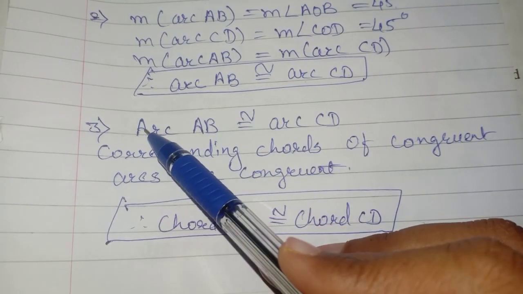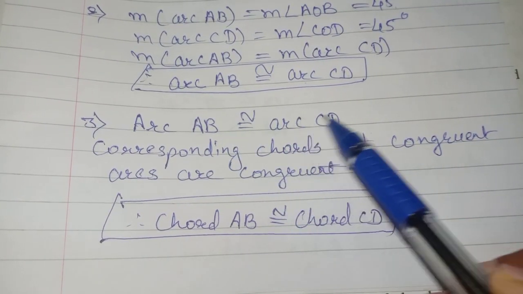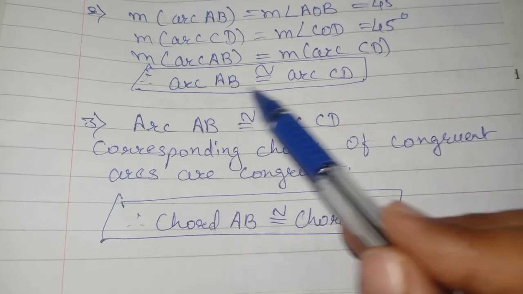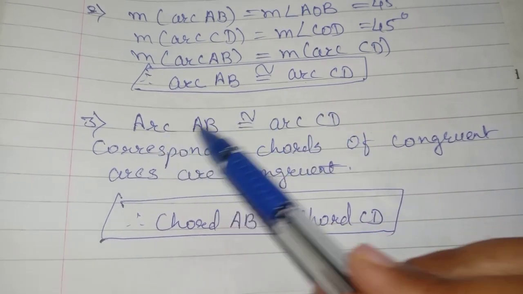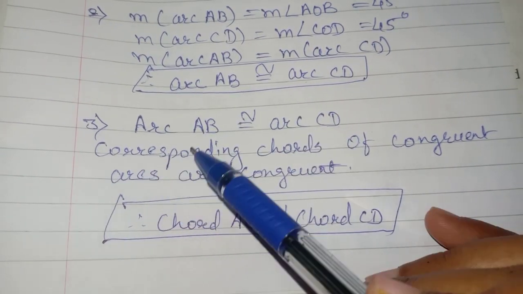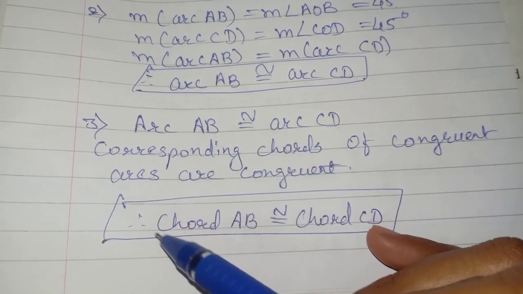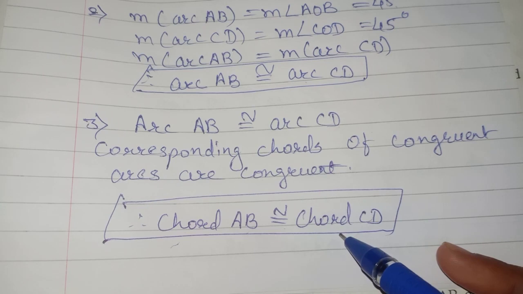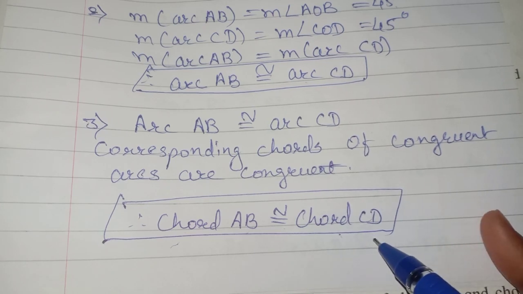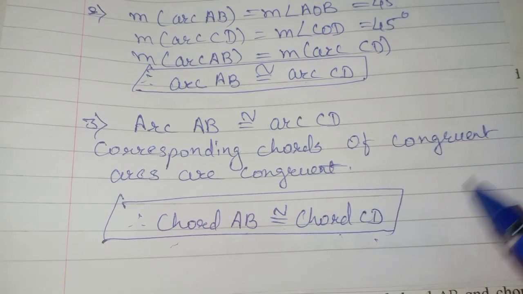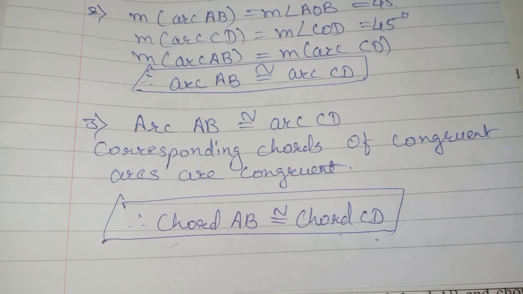Now next, number 3: arc AB is congruent with arc CD, this statement. If these two arcs are congruent, then the corresponding chords of congruent arcs are congruent. So we can write chord AB is also congruent with chord CD. In this way we have completed practice set 17.2.